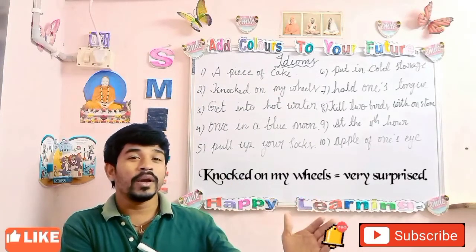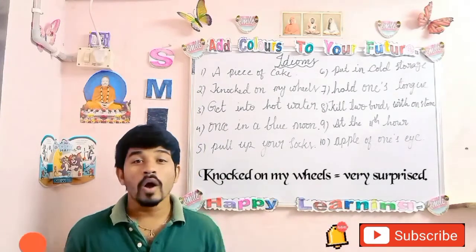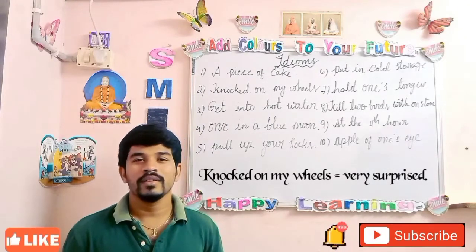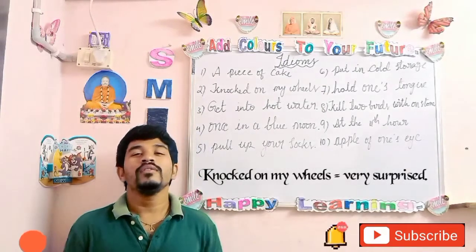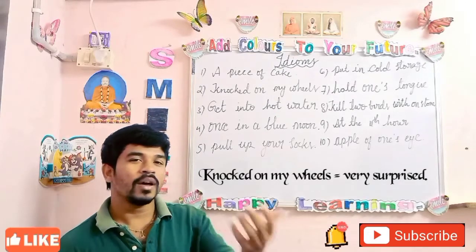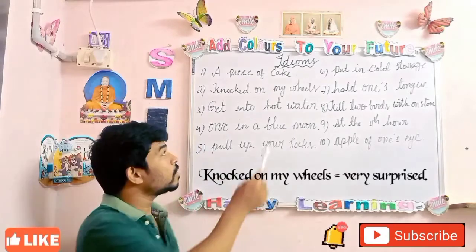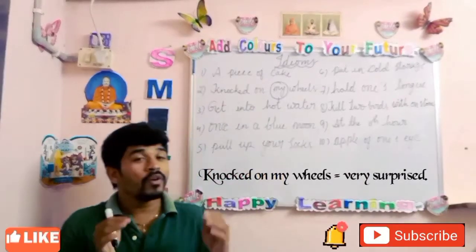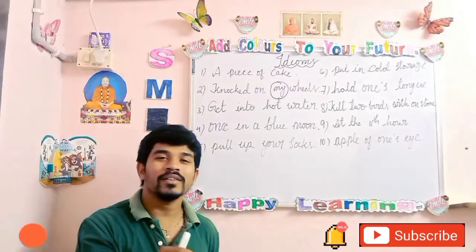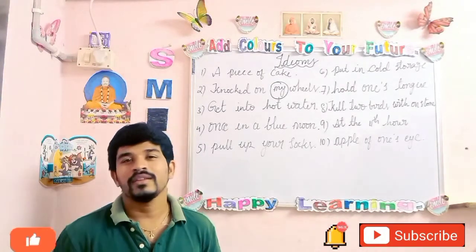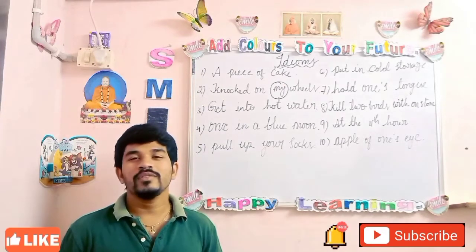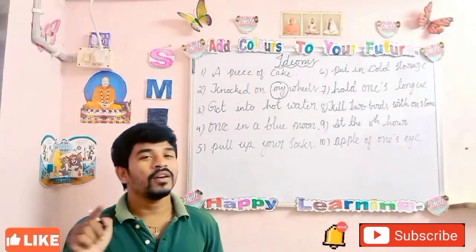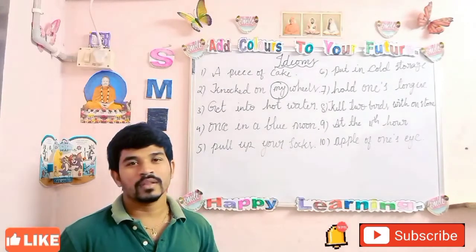So by looking at this celebrity who came to Vishakhapatnam, I am knocked on my wheels. While I was giving shake hand to him or shake hand to her. So I am knocked on my wheels and nenu surprise ayyanu. If you are talking about her, she is knocked on her wheels. Here my is used because I am telling about myself. Ame chala surprise ayindi. When you are speaking about any surprise, you can use this idiomatic expression. Knocked on my wheels. Knocked on his wheels. Knocked on her wheels. Knocked on their wheels. I hope it is clear to you.